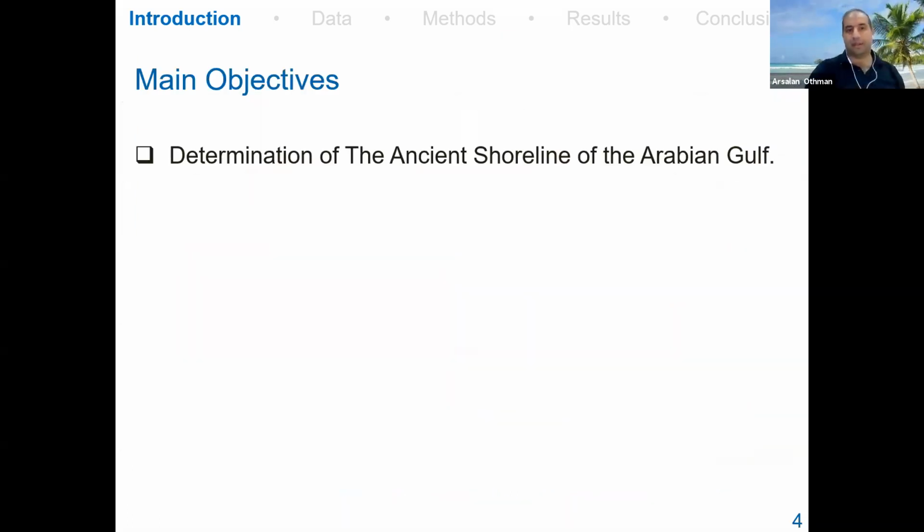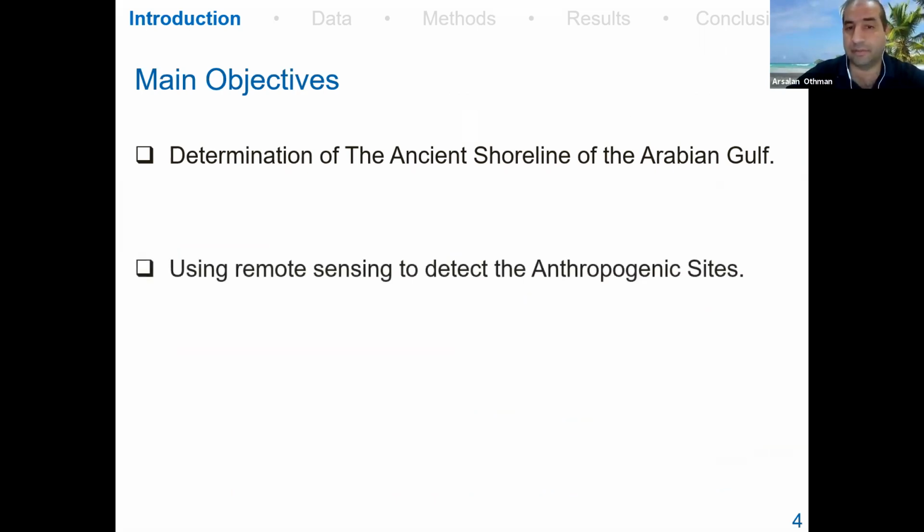Again, I will focus on two main objectives, which are the determination of the ancient shoreline of the Arabian Gulf depending on the previous geological study, and then I will use the remote sensing technique to detect the ancient anthropogenic sites.